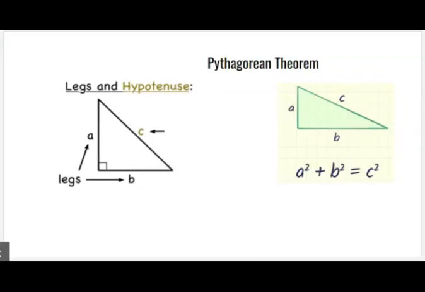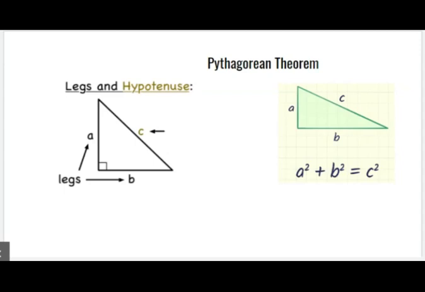So with all right triangles exists this theorem that this dude Pythagoras discovered. It's called the Pythagorean Theorem. It deals with legs and hypotenuse. So right triangles, we know that triangles have three sides. On a right triangle, one of them is a hypotenuse and the other two are legs. The hypotenuse is always the longest side and it's across from the right angle.